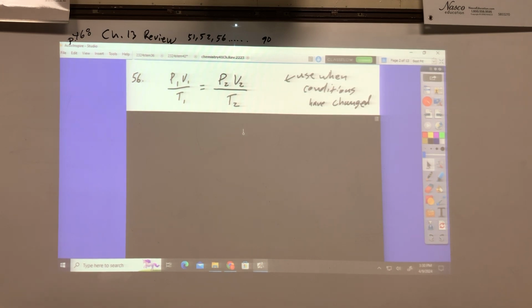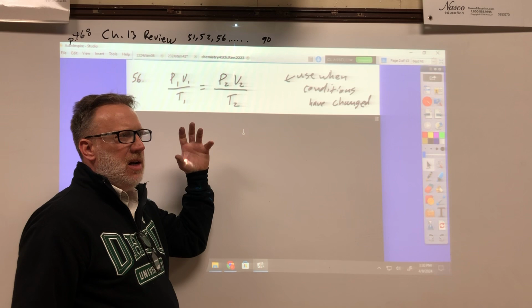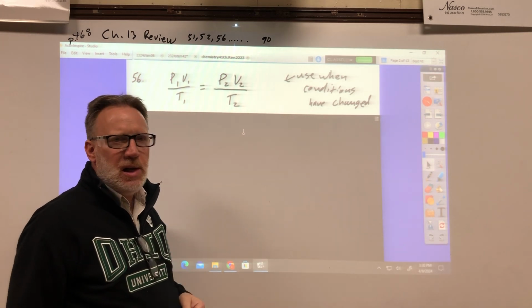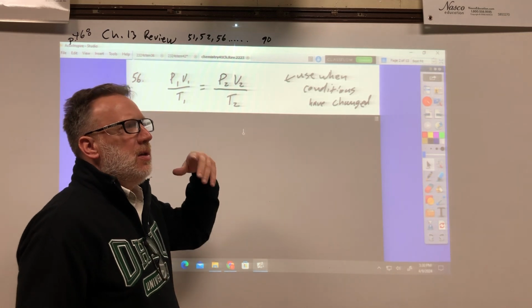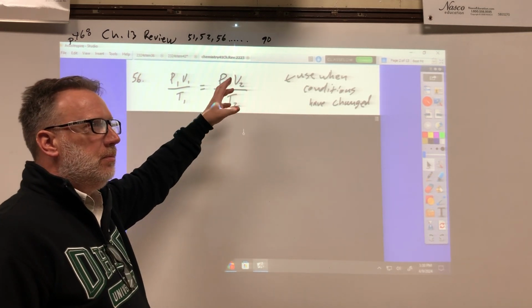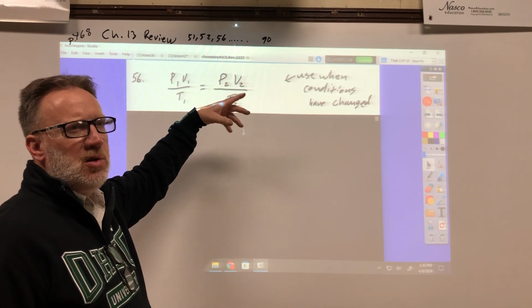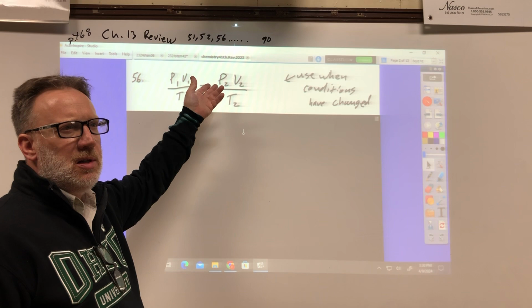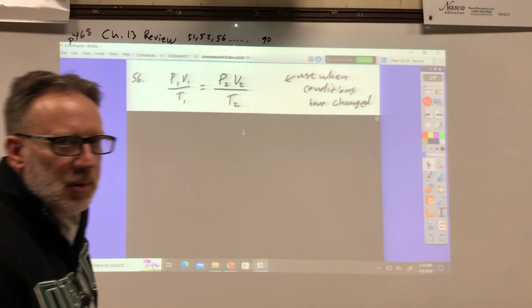So the easy time to use the combined gas law is if you have a gas and the conditions have changed. And this is a classic example of a weather balloon goes up, the pressure goes down, temperature goes down, volume is going up. Well, decreasing pressure is going to want to make it expand, decreasing temperature is going to make it contract. So it depends on what the numbers are, so which one happens.